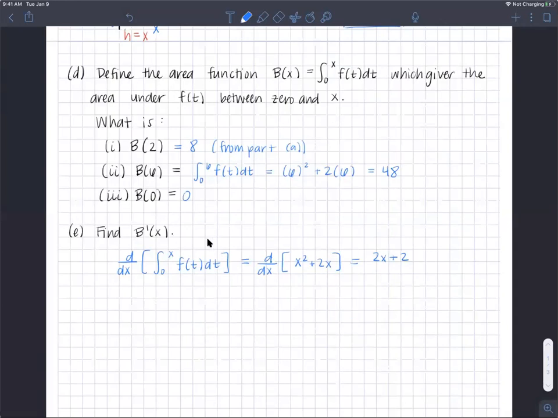I think it might be hailing, actually. Okay, anyway.